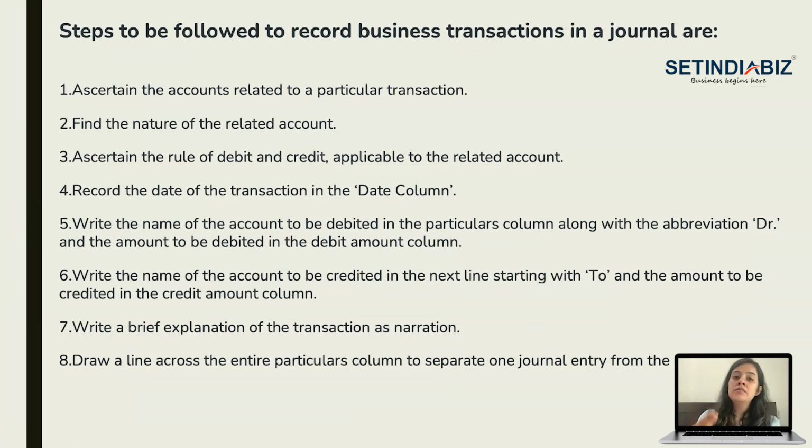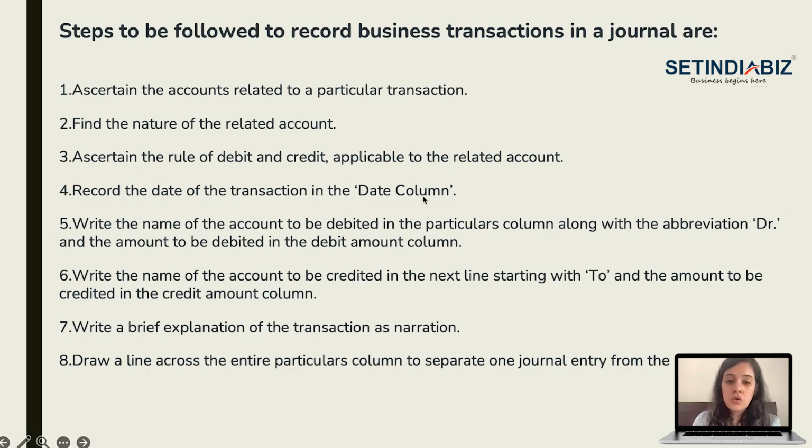Suppose I'm paying ABC company in cash for those raw materials, so it will be purchases account and cash account. These are the two accounts that will be affected, right? We will do it properly in the next slide, but I'm just giving you the example side by side. Find the nature of the related account, right? When I'm purchasing, whether the purchase account or the sales account is being affected, we have to find the nature of that related account. Ascertain the rule of debit and credit applicable to the related account. Then we'll apply the rule of debit and credit.